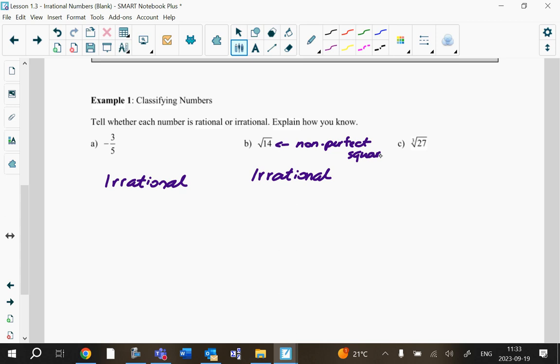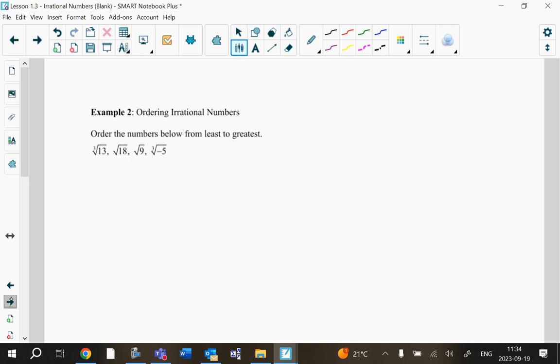How about this last one, cube root of 27? Why? Because it equals 3, which can be written as 3 over 1, a fraction. So it is rational, correct. Well done. Okay. So you should be able to identify numbers as rational or irrational. The last question I have for you, how to put them in order.